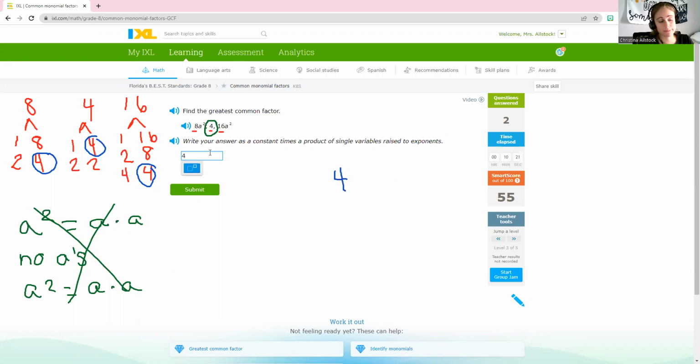So that is the one little caveat, I guess, to that trick, is if you have a constant, so you have a number without a variable, then there won't be a variable GCF because it doesn't have any in common. It doesn't have any to contribute to the rest.